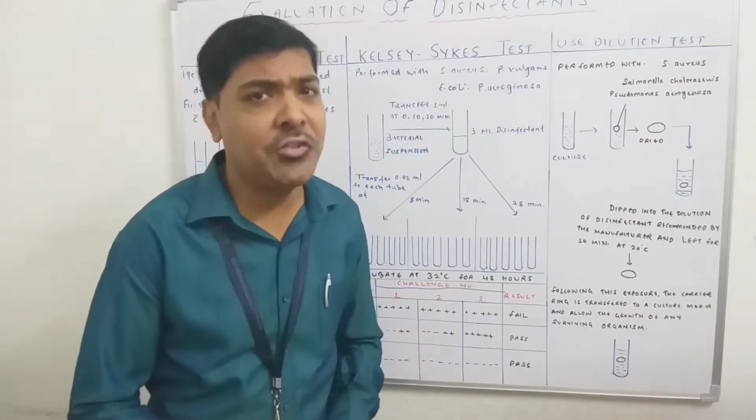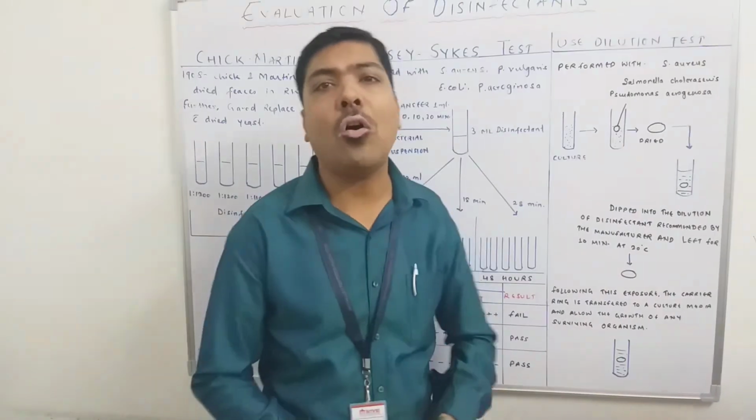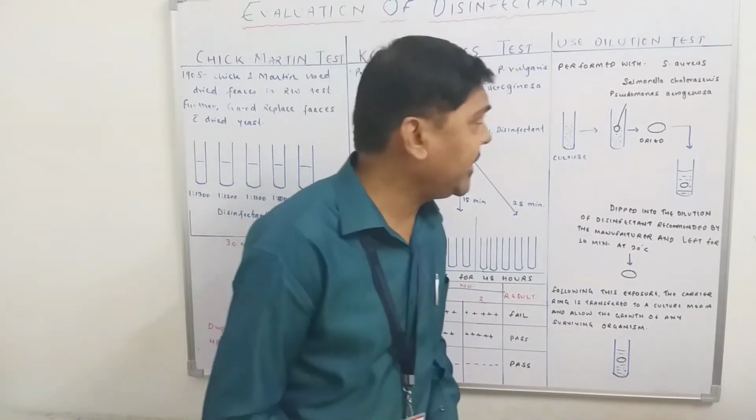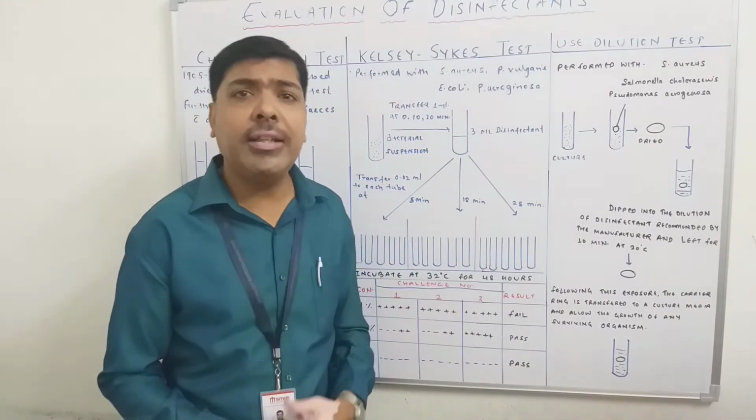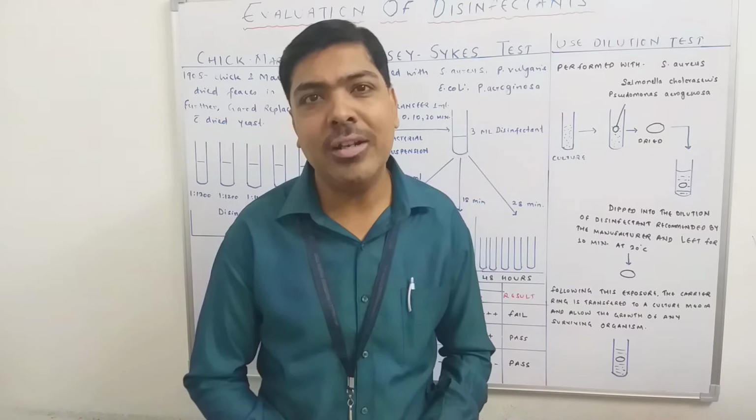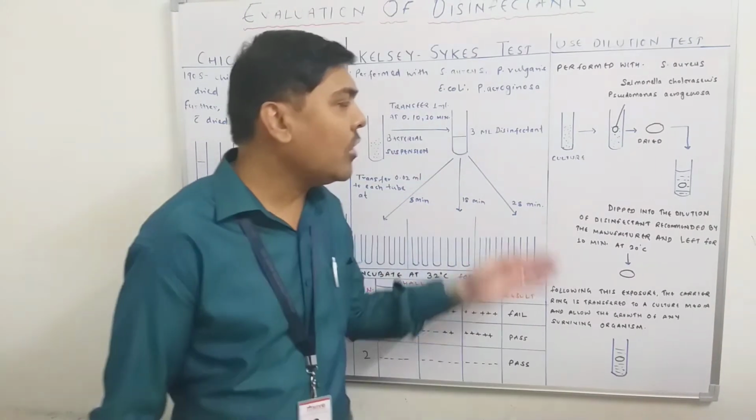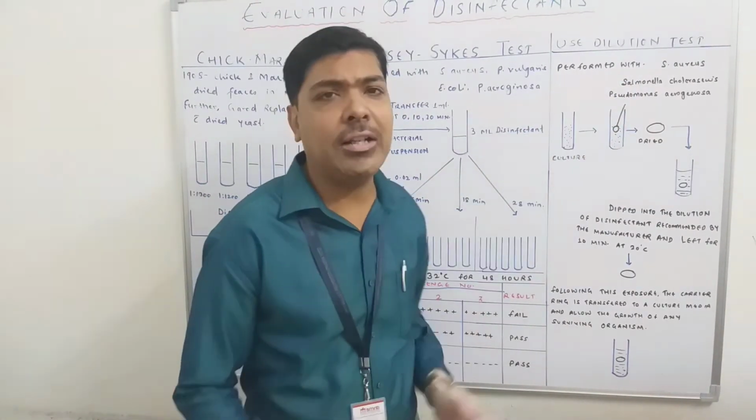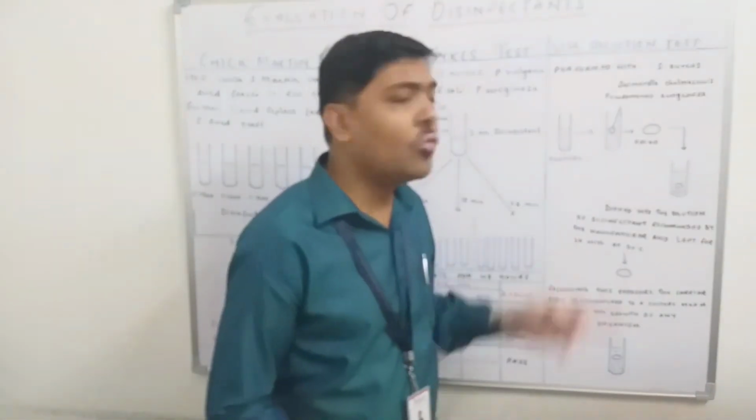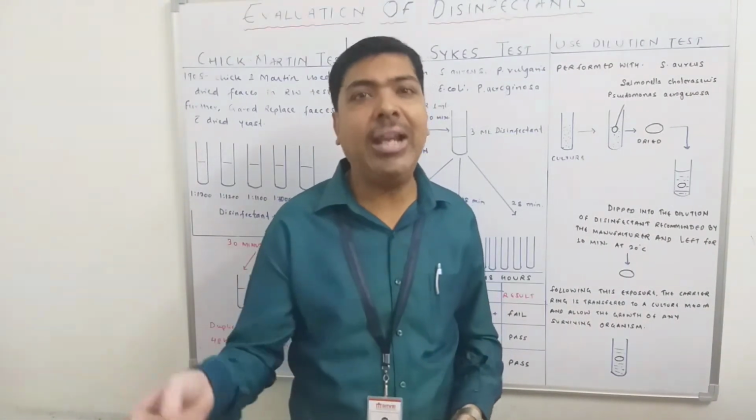For the use dilution test, different microorganisms are recommended, like S. aureus, Salmonella choleraesuis, and Pseudomonas aeruginosa. These are some of the microorganisms recommended for performing the test. So what we have to do is take any one culture of these microorganisms. In this culture, we dip a metallic ring.